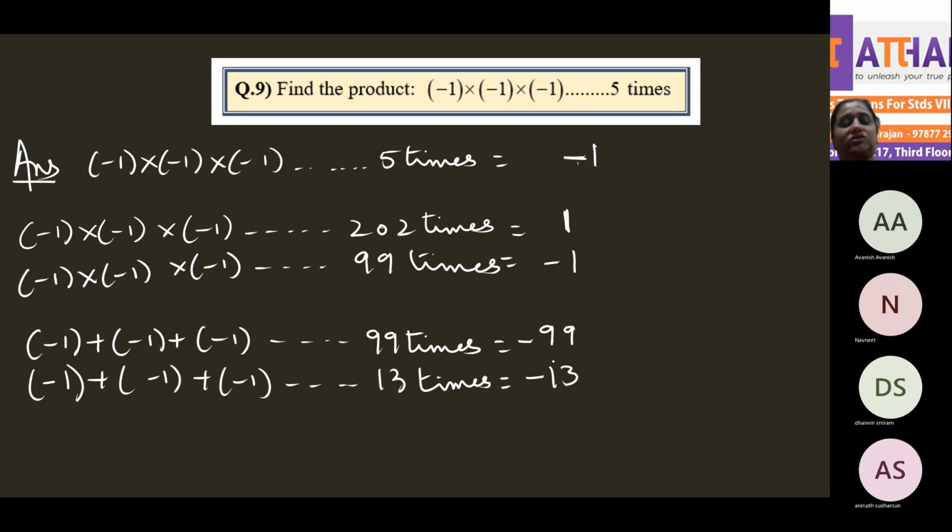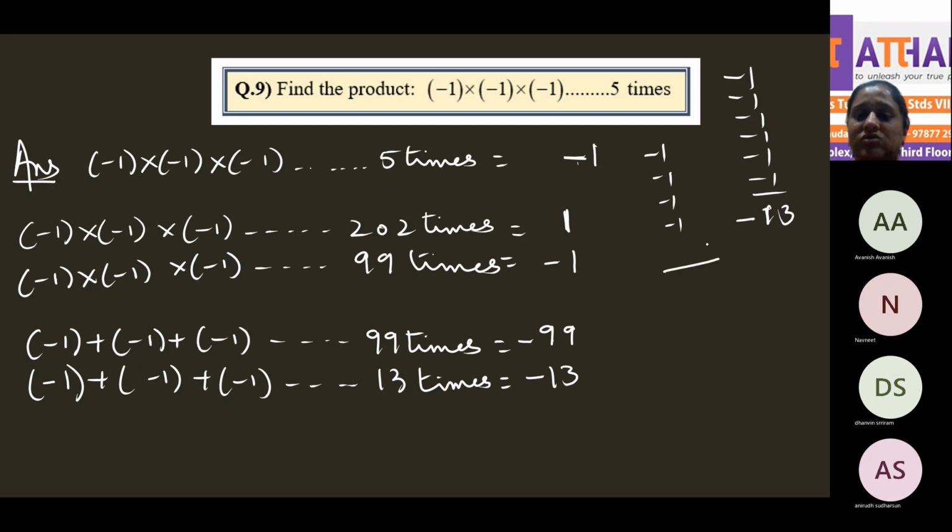Okay, so this is addition. So minus 1, minus 1, minus 1, minus 1, minus 1, minus 1, like this. So 1 is happening how many times? 13 times. So you will get 13 with the same sign, minus. And in the first one, it's minus 1, minus 1, minus 1, 99 times. So 99 with that minus sign is minus 99.